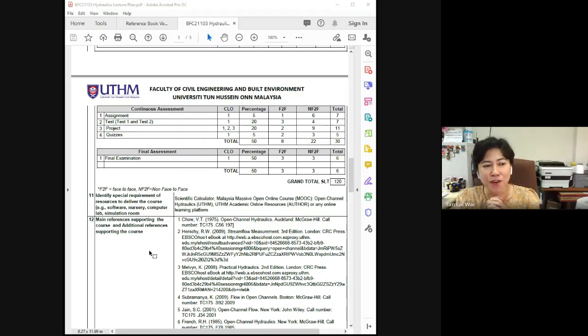Assignment is 5%. There would be two tests, and each test is 10%, so two would be 20%. Project is 20%. Quiz would be 5%. I know the allocation for assignment and quiz is small, which is 5%. But actually, assignments help you to understand all these chapters. Assignment will be provided for each chapter. And then finally, the final exam constitutes 50% of your assessment for this course.